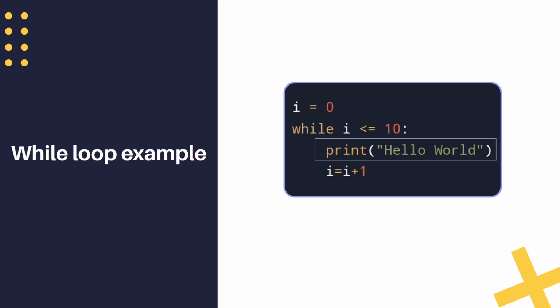We then have to make sure that at some point we exit the loop. And that is where i equals i plus 1 comes in. What we've done is effectively incremented i, which is 0, by 1 unit, and we continue to do this until i is equal to 10, at which point the loop is exited.